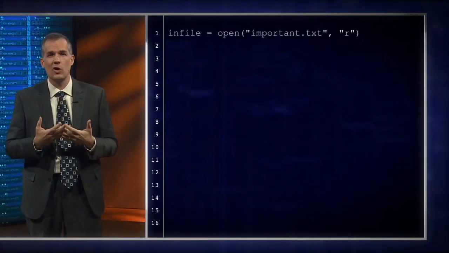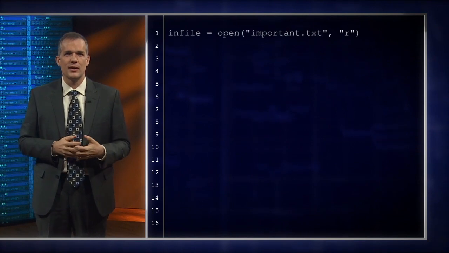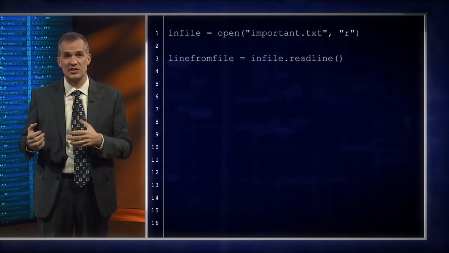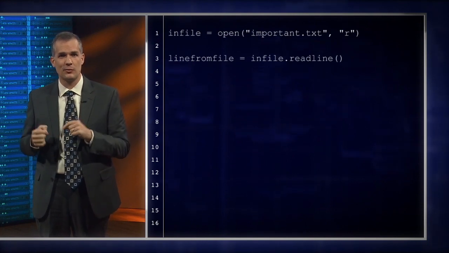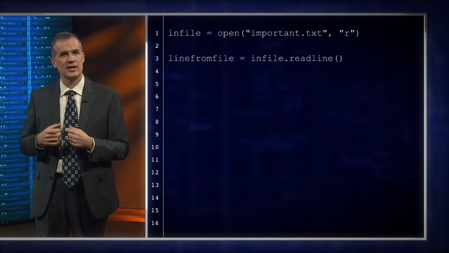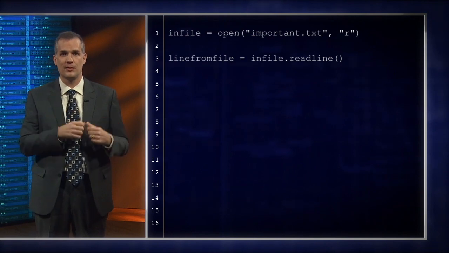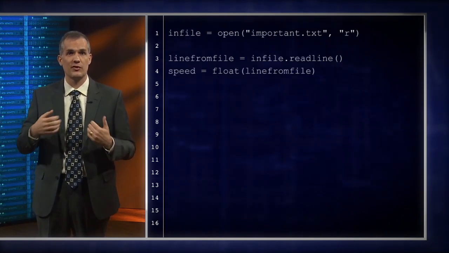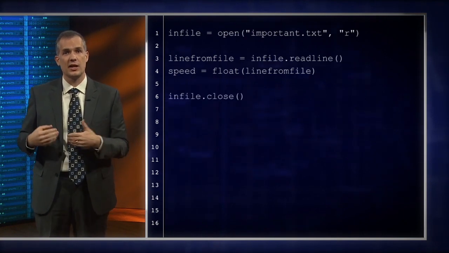First, we'd have to open up the file for reading. In this case, I called it infile. Then, I read in the first line of the file by calling infile.readLine parentheses, and assigning the result to the variable line_from_file. I can then convert that string to a floating point number, giving me the answer. At the end, I should close the file.